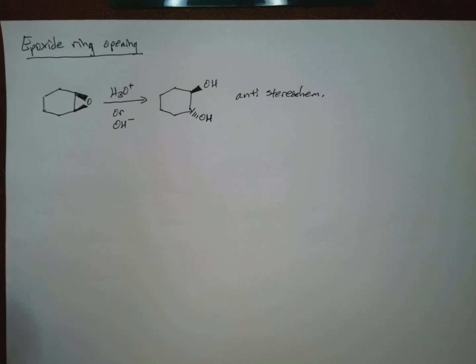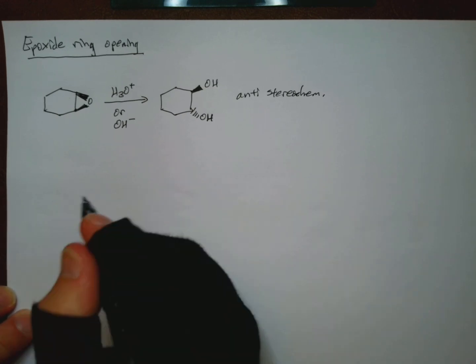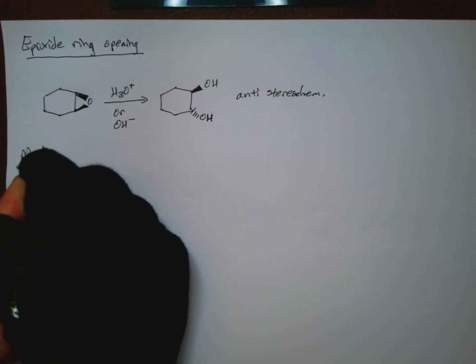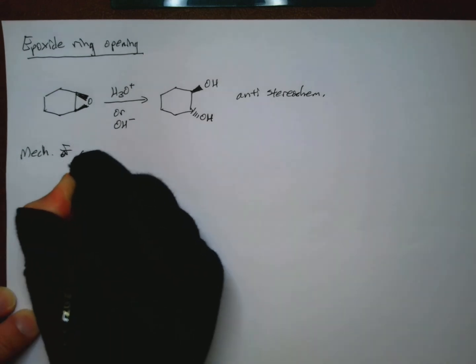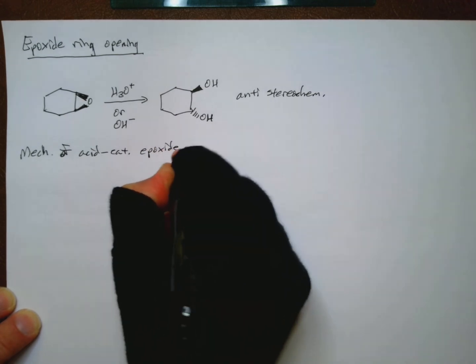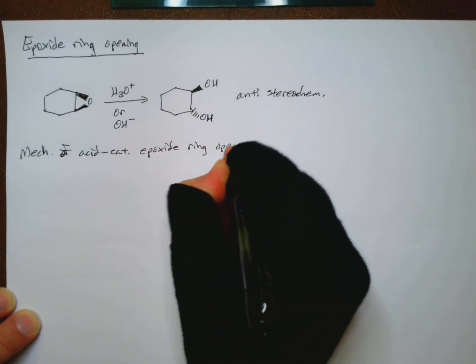Now, I actually really like the mechanisms for this reaction. I think they're pretty cool, so I am going to show them to you. I'm not sure if I'm going to hold you responsible for them at this point, because we'll look at them again later on. Then again, I might. We'll see how things go with this chapter, and I'll let you guys know. But let's look at the mechanism of acid catalyzed epoxide ring opening.